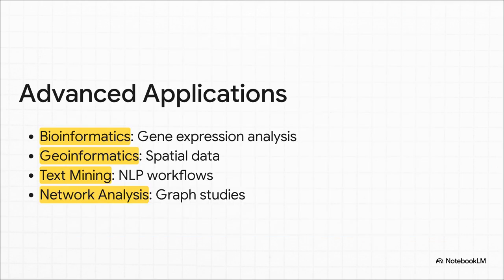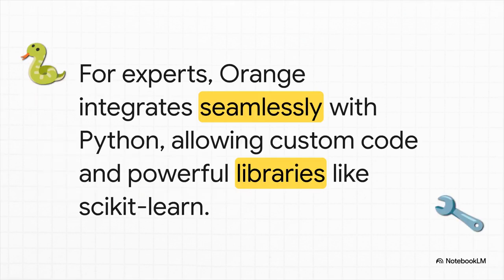And believe me, it has serious street cred in some highly complex fields. Researchers are using Orange for everything from analyzing gene expression data in bioinformatics to processing human language for text mining and even studying complex social networks. This is heavy-duty stuff.